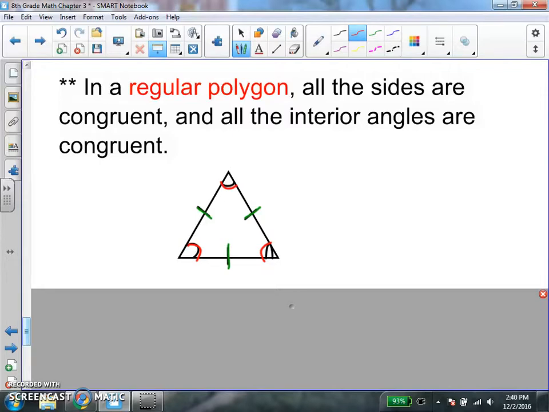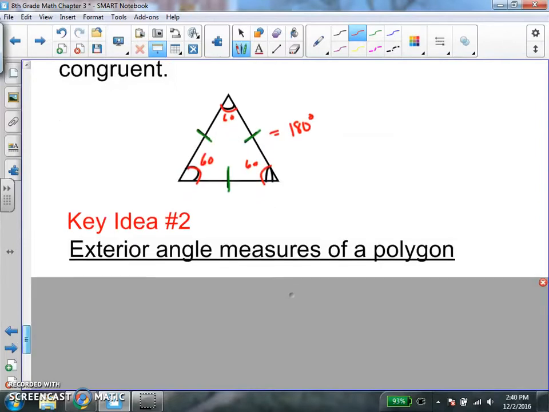So in this case, we know that each angle has to be 60 degrees. 60, 60, 60. Because if they're all the same, there's only one possibility, because we know that a triangle has a total interior angle measure of 180 degrees. Yeah, so that's a regular polygon. Here's our second key idea.